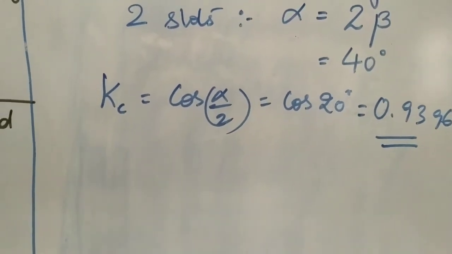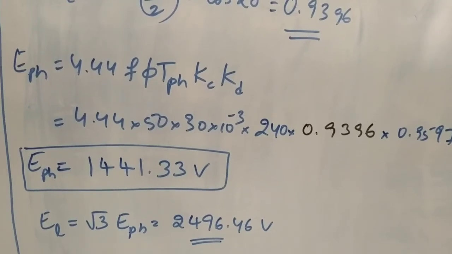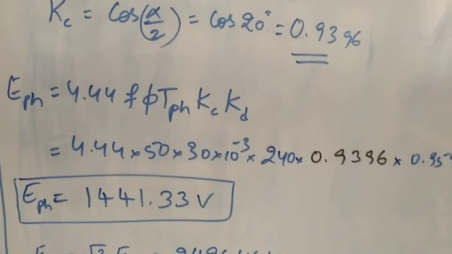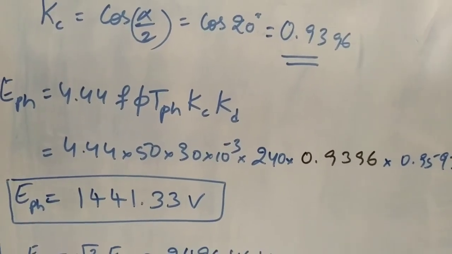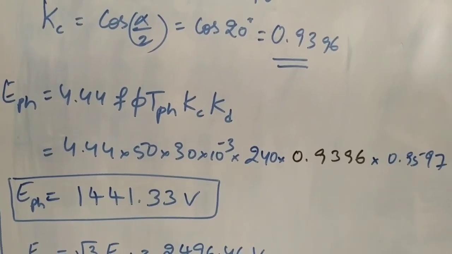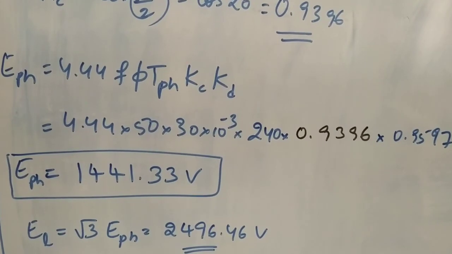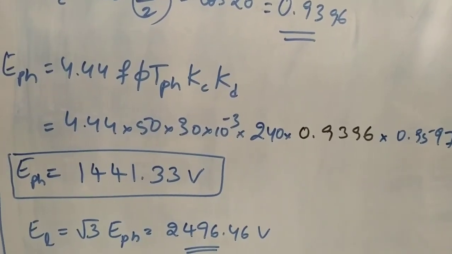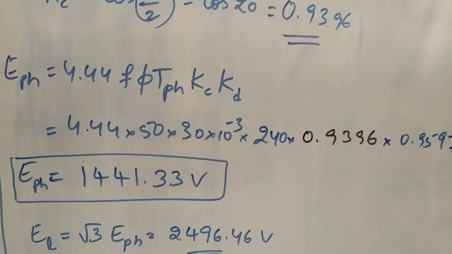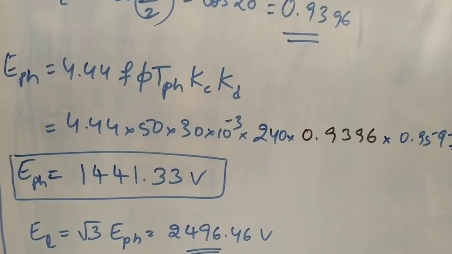Again we need to solve for E phase in a similar way. After substituting the corresponding values with this new value of Kc, the E phase is equal to 1441.3 volts. Similarly, we can also determine the line voltage, that is E line is equal to root 3 times E phase. That results in 2496.46 volts. This is how we can solve this problem. So it completes this problem. Thank you for watching this video.